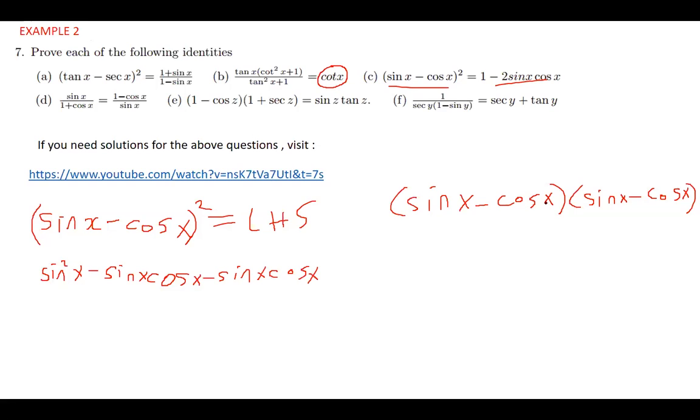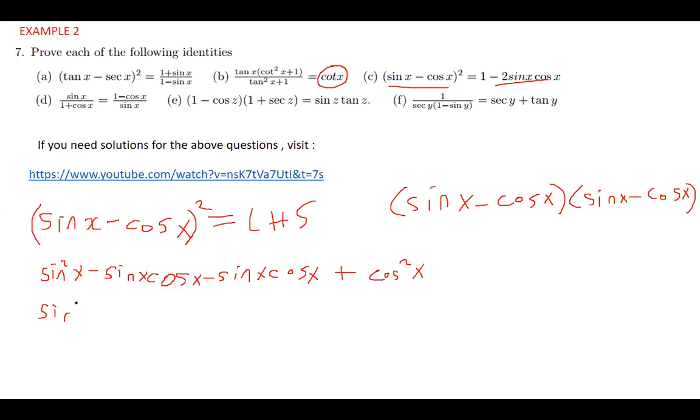And then your negative cos x multiplied by negative cos x there, you get your plus, which is a positive cos squared x. Like that. So when you pair the like terms, you discover that this sine squared x, let me just pair this sine squared x plus cos squared x, I'll write them this side.